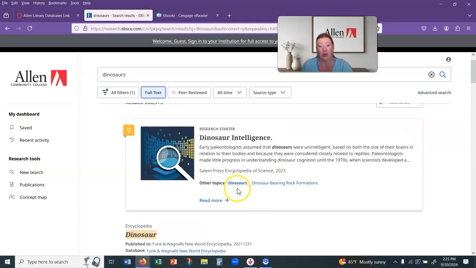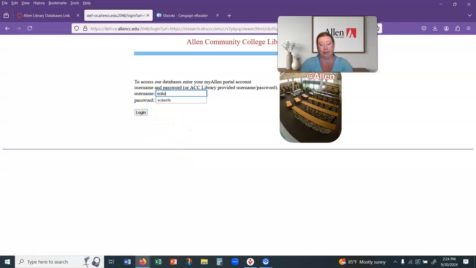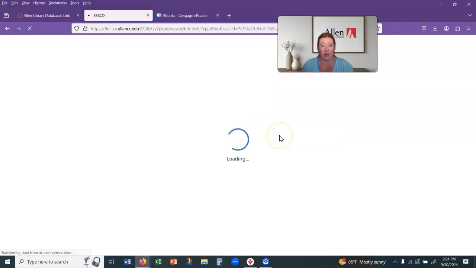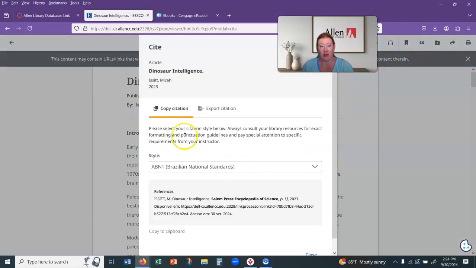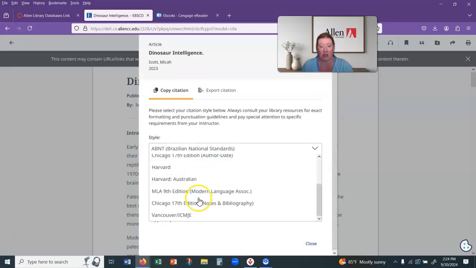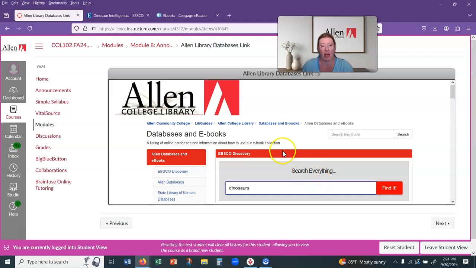And then when you click on something, it'll make you sign in. And once you sign in, you will have access to the citation. It creates the citation for you, and then you can copy and paste it into your annotated bibliography. So that's really nice. The citation button's up here, and you want to make sure that you change it to MLA 9th edition, and you can copy and paste. Most of them are pretty accurate.